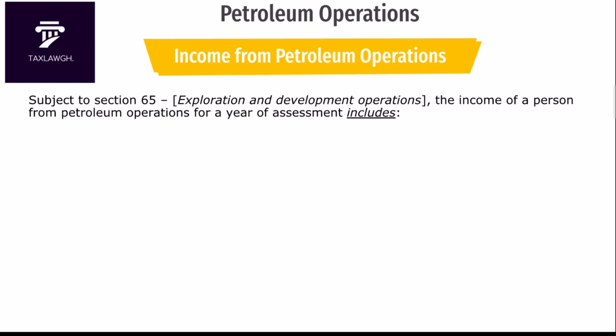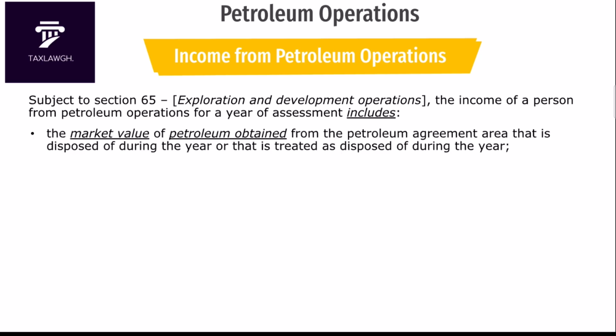So we are saying the income of a person from petroleum operations for a year of assessment will include a number of things. The first is the market value of petroleum obtained from the petroleum agreement area that is disposed of during the year, or that is treated as disposed of during the year. So here we are looking at what? The market value. So here it must be the arm's length price. What is the price of the oil, of the petroleum on the global market? That is the price that will be used to value the oil for the purpose of taxation.